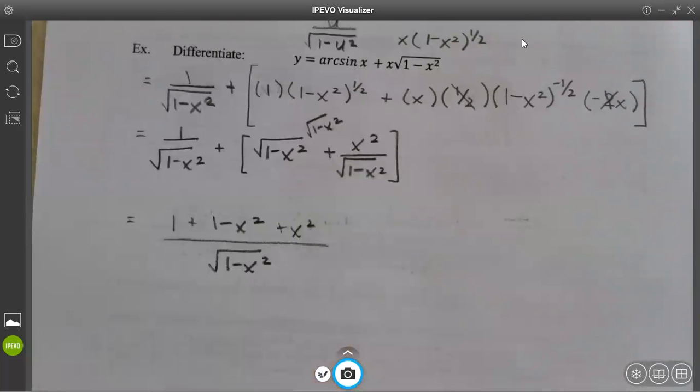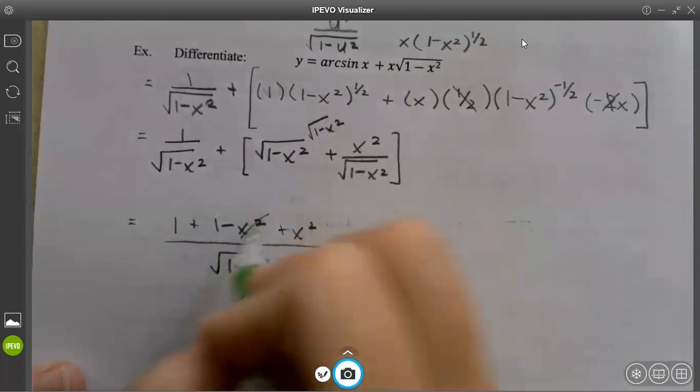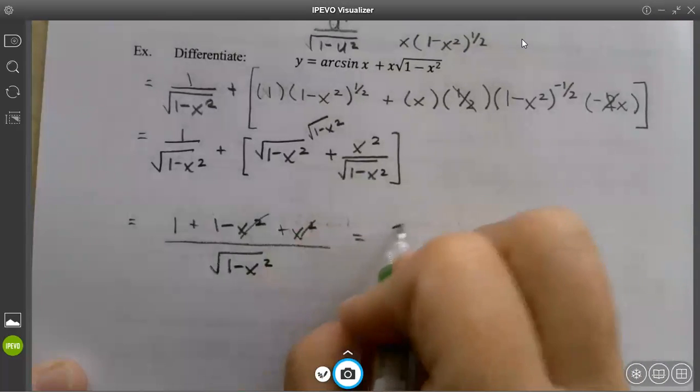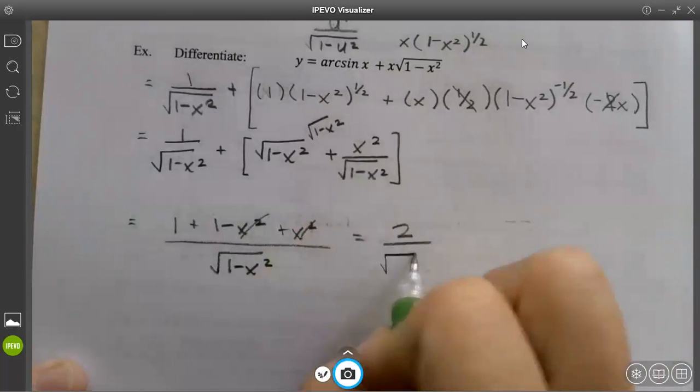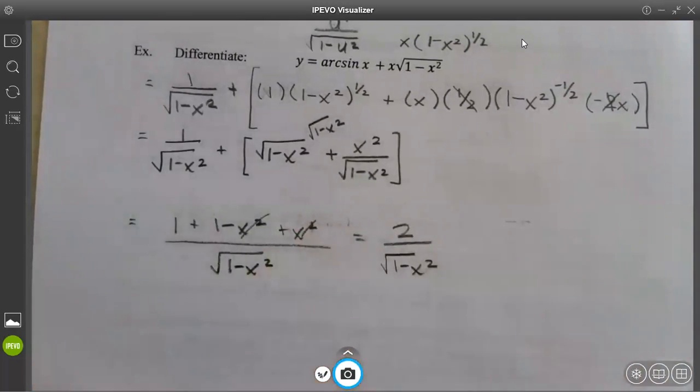What do you see? We're left with 2 over. This is not what you're going to see in the back of the book. They're not going to like this. I'm fine with it. Okay. Why don't they like it? It's not necessarily that. It's the square root on the bottom. The square root on the bottom. Is everybody good?